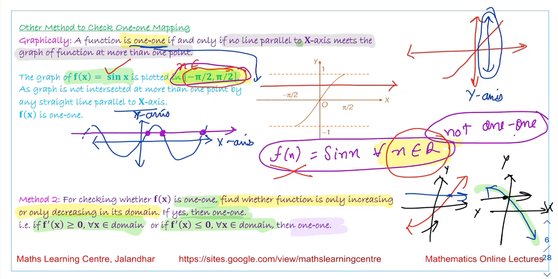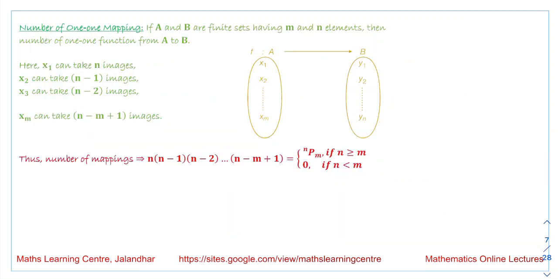The next formula we have is the number of 1-1 mappings. Suppose we have two sets, set A which has m elements, and another set B which has n elements. Then the number of 1-1 functions from A to B, this thing we have to count.